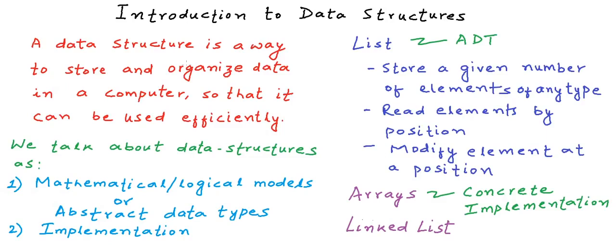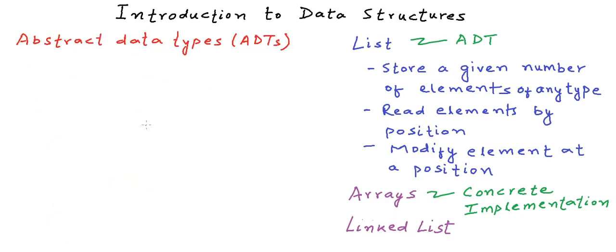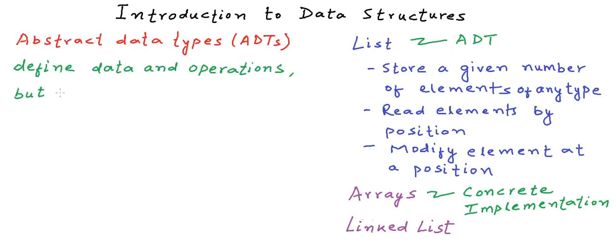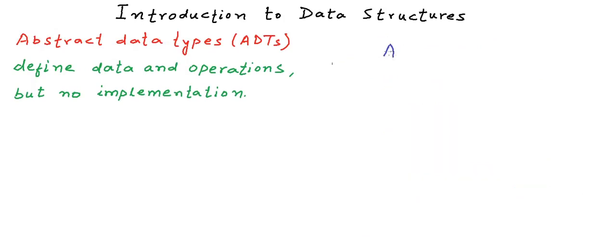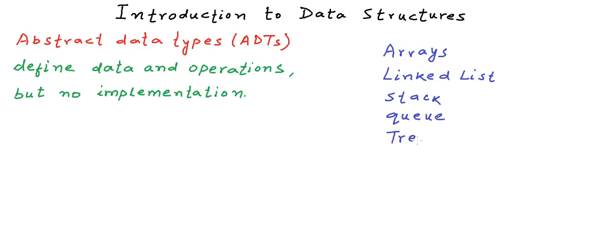Okay, so let's define an abstract data type formally, because this is one term that we will encounter quite often. Abstract data types are entities that are definitions of data and operations but do not have implementations, so they do not have any implementation details. We will be talking about a lot of data structures in this course. We will be talking about them as abstract data types, and we will also be looking at how to implement them. Some of the data structures that we will talk about are arrays, linked list, stack, queue, tree, graph, and the list goes on. There are many more to study.